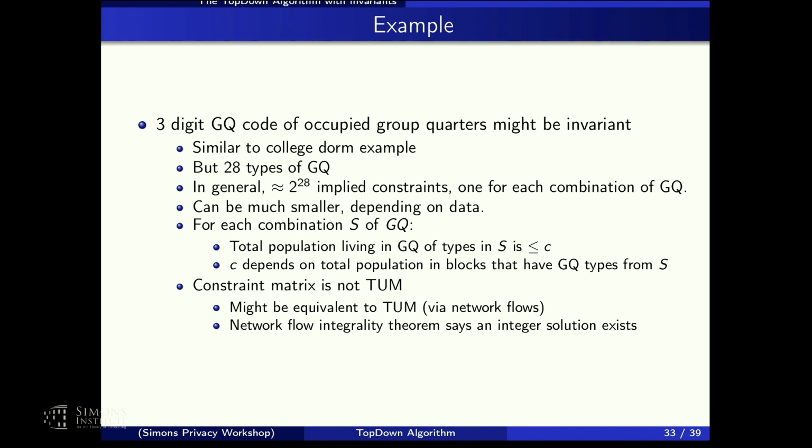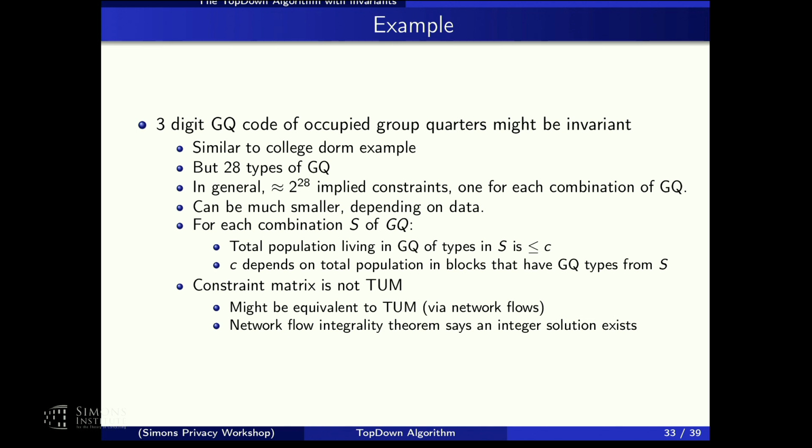Okay. So the implied constraints that we generate are quite big, so 2 to the 28 of them in the general case. We don't think that all of them are necessary, so if we use network flow, we can actually reduce this number substantially. So the constraints basically look like this: for every combination S of group quarters, we look at the total population who live in group quarters of this type, and it has to be bounded by a constant C, which we have to compute from the data.